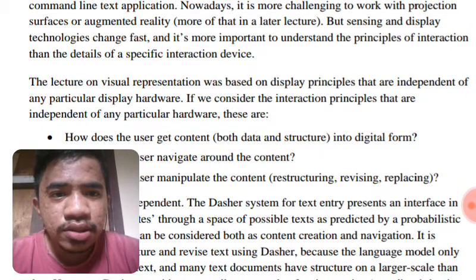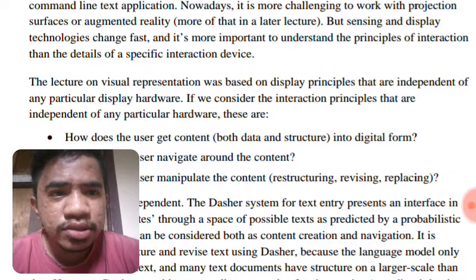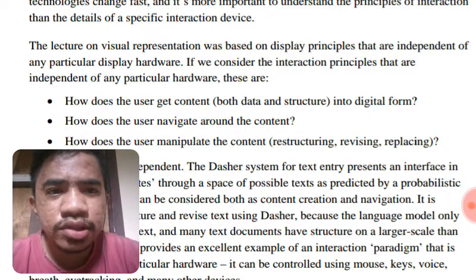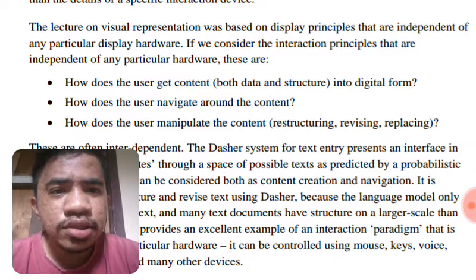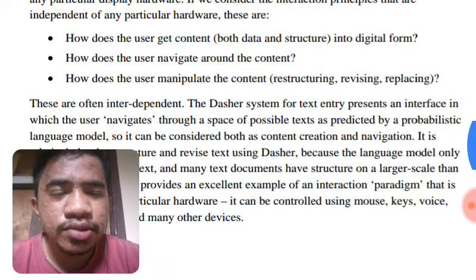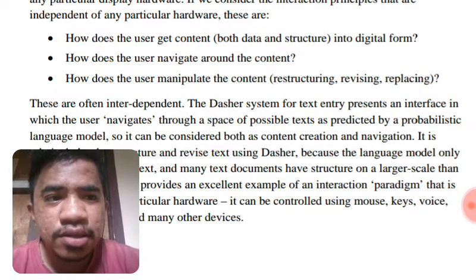The lecture on visual representation was based on display principles that are independent of any particular display hardware. If we consider interaction principles that are independent of any particular hardware, these are: how does the user get content, both data and structure, into digital form? How does the user navigate around the content? How does the user manipulate the content, restructuring, revising, replacing?